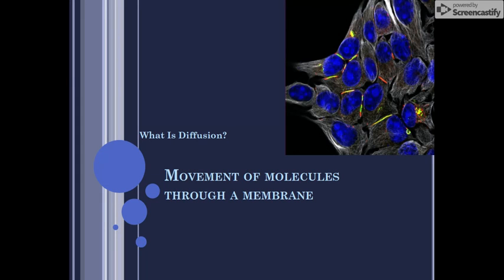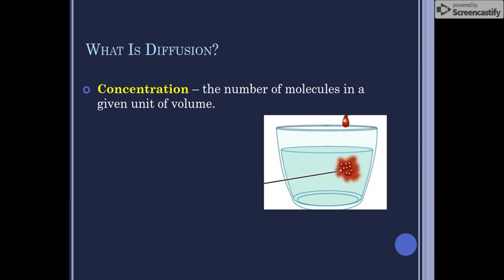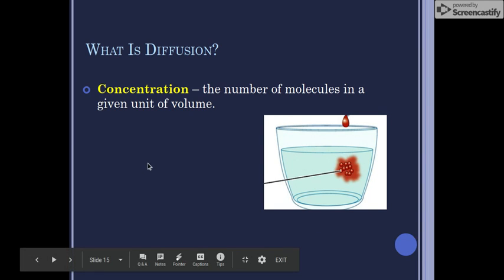Okay. So now we're going to look at the actual movement through this plasma membrane. So what are the different ways that molecules can go from one side of the cell to the other side? The first one that we're going to look at is diffusion. With diffusion, we really look at concentration gradients.